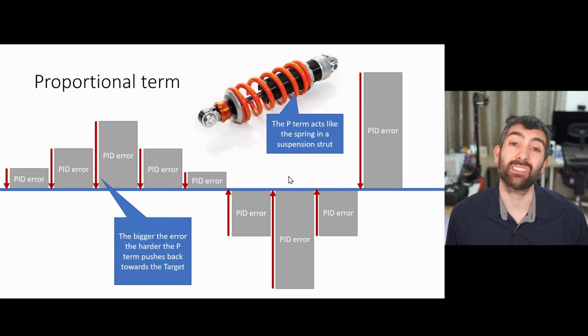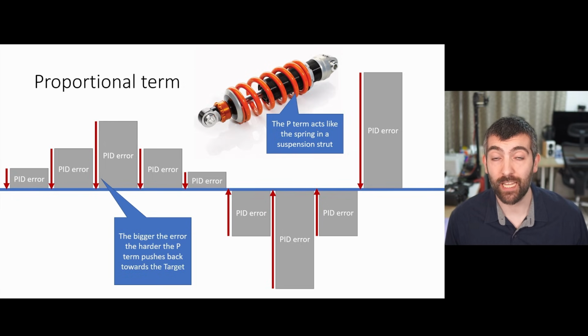The P term acts like the spring in a suspension strut. The further away the actual rate of rotation is from the target rate of rotation, the bigger the P term gets, and it's always pushing to try and reduce that PID error.